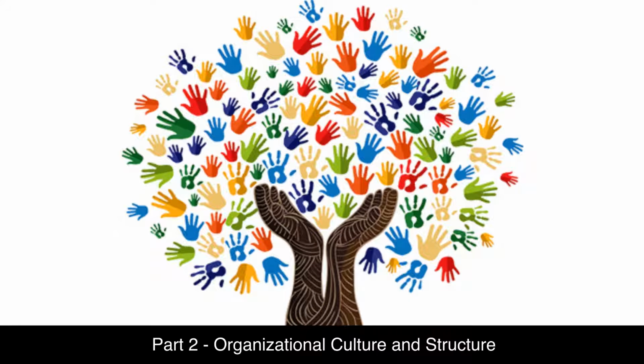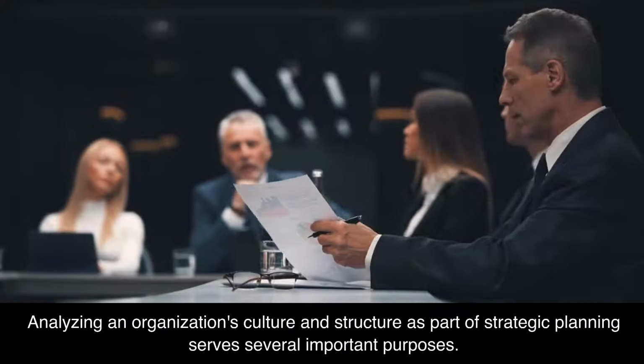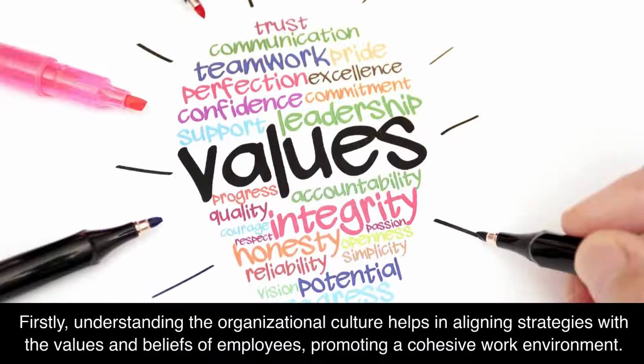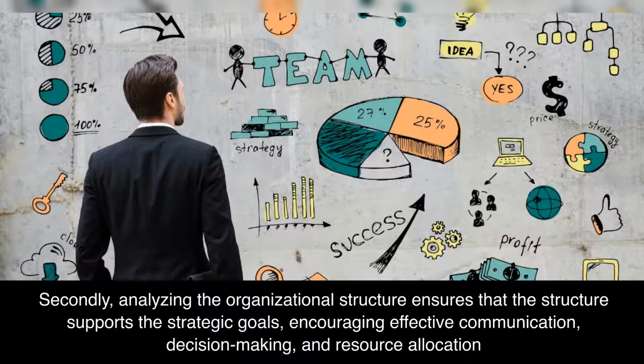Part 2. Organizational culture and structure. Analyzing an organization's culture and structure as part of strategic planning serves several important purposes. Firstly, understanding the organizational culture helps in aligning strategies with the values and beliefs of employees, promoting a cohesive work environment. It also aids in identifying cultural barriers that could hinder the successful implementation of strategic initiatives. Secondly, analyzing the organizational structure ensures that the structure supports the strategic goals, encouraging effective communication, decision-making, and resource allocation.